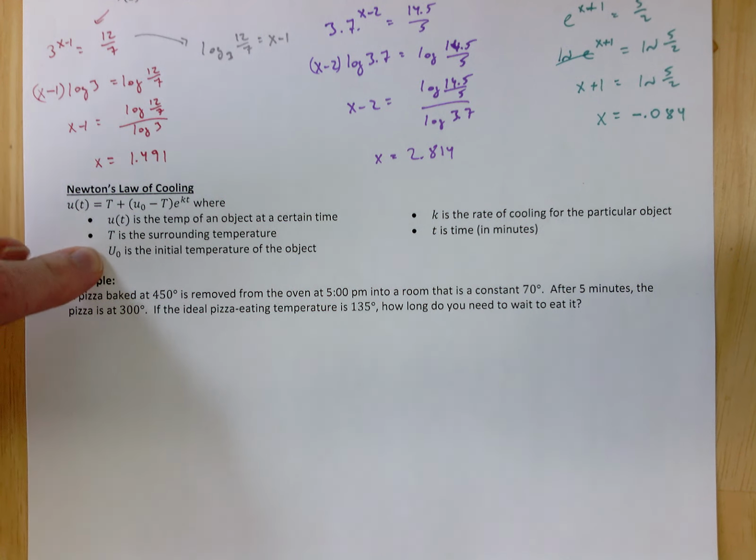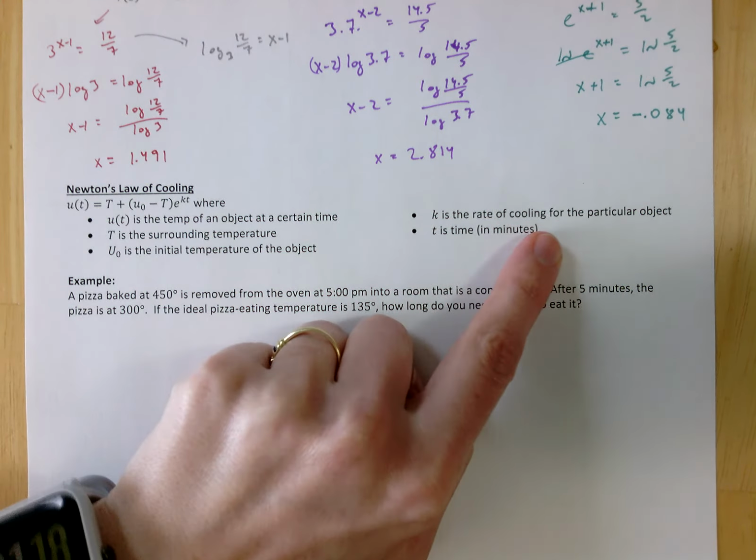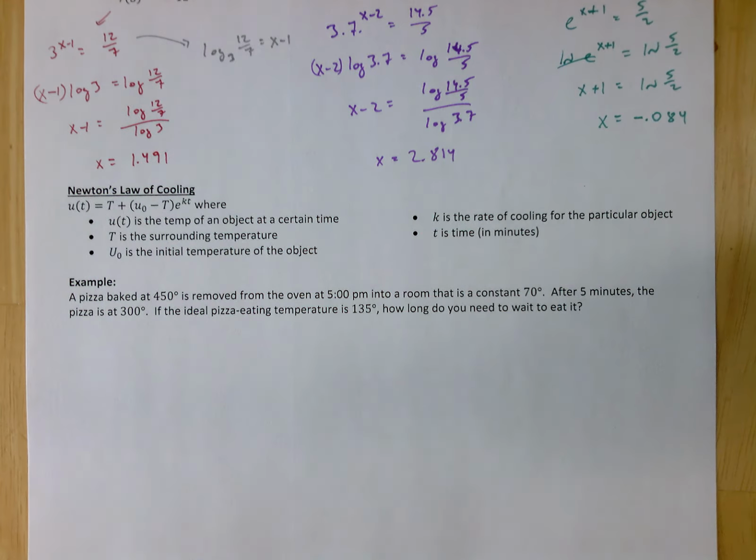Remember how when we did it at the beginning of the year, we had V naught and we had the other one, H naught, that was it, for our initial height and our initial velocity. Same thing, U naught is the initial temperature, okay? K is your rate of cooling for a particular object, and t is time in minutes. So let's break this down.